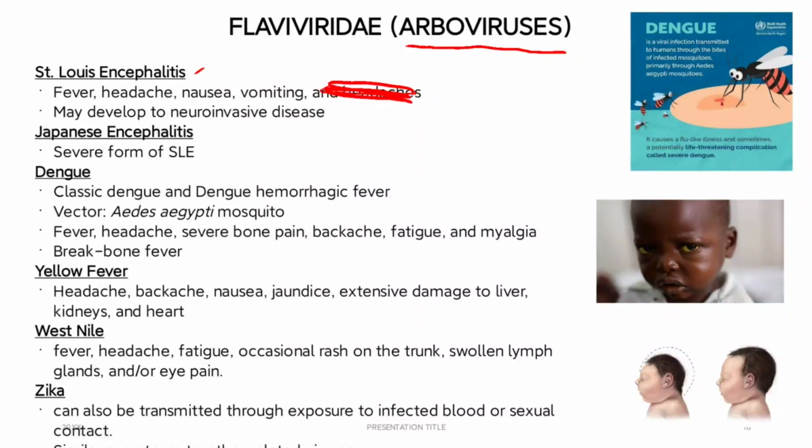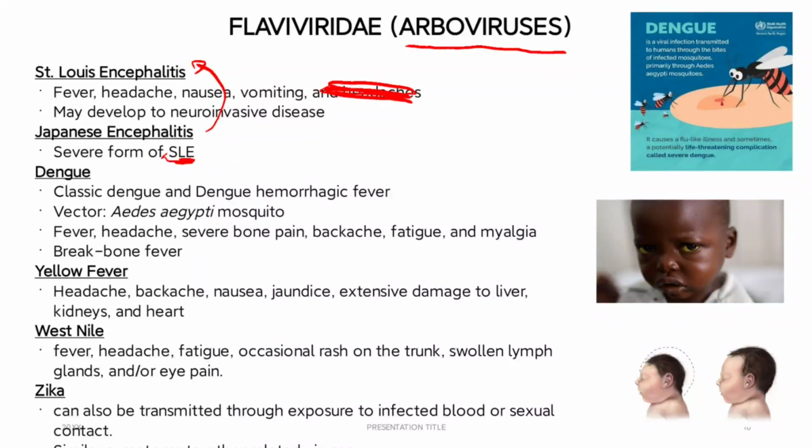And number 2, we have the Japanese encephalitis. Ito naman, mas severe form ng SLE. SLE dito, hindi tinutukoy yung lupus. Ang tinutukoy natin dito is the St. Louis encephalitis. So, mas severe form of the St. Louis encephalitis is the Japanese encephalitis.